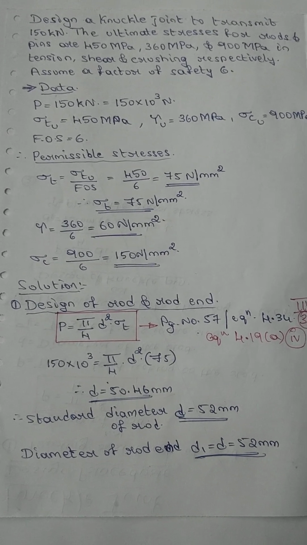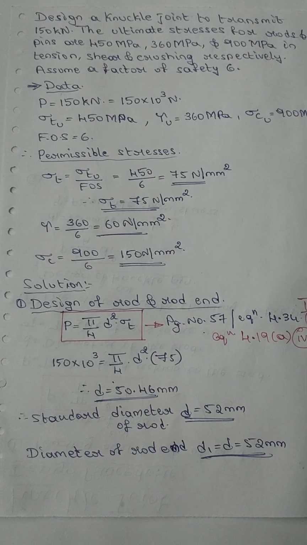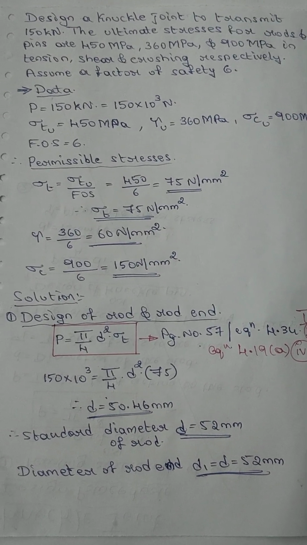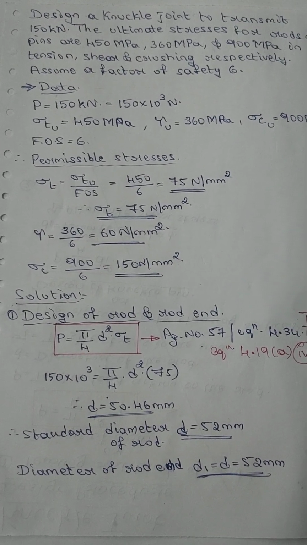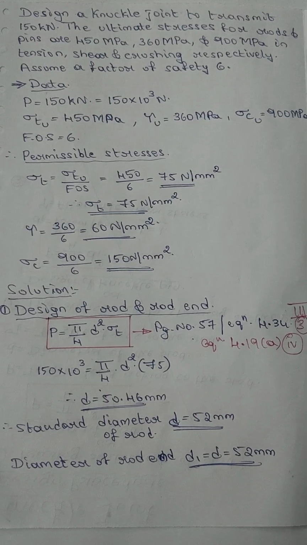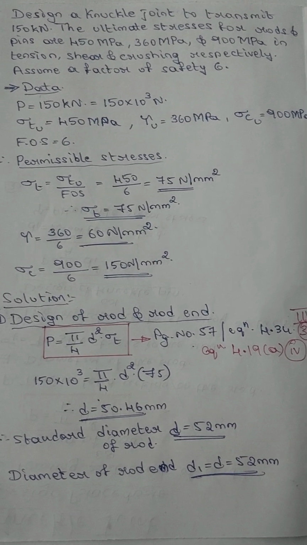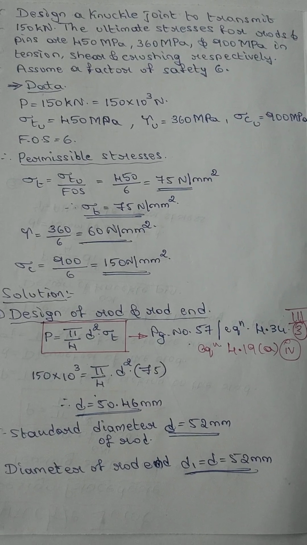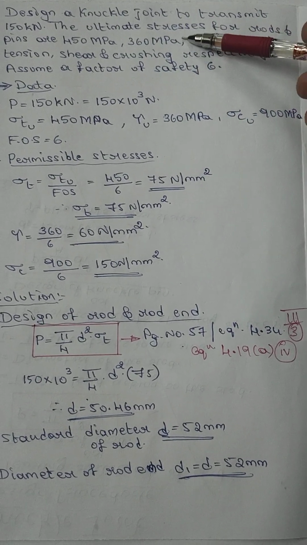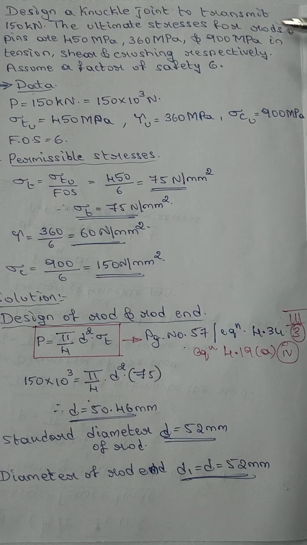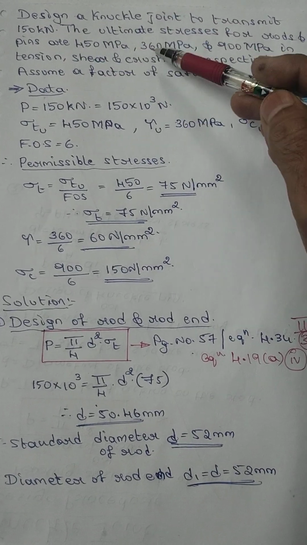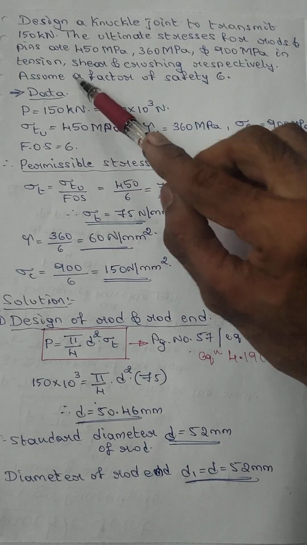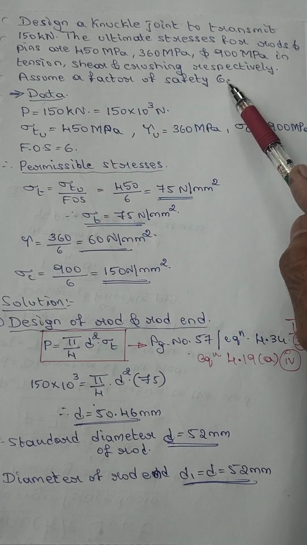I'll be solving a problem on knuckle joint. So the problem is: design a knuckle joint to transmit 150 kilonewtons. The ultimate stresses or yield stress for rods and pins are 400 megapascals, 360 megapascals, and 900 megapascals in tension, shear and crushing respectively. So assume a factor of safety of 6.